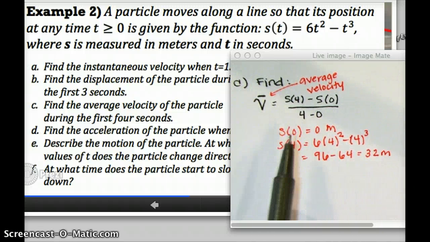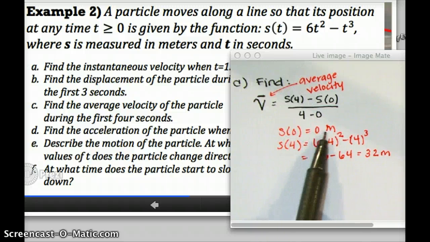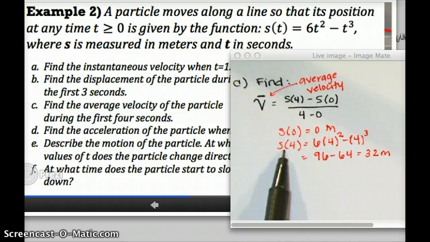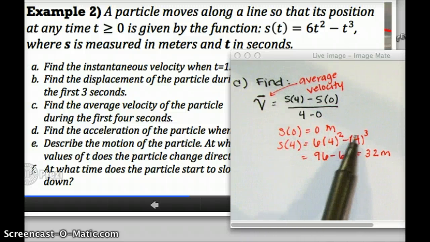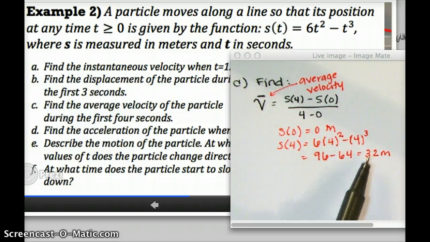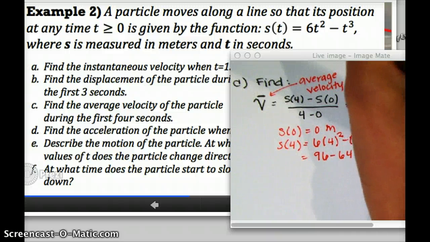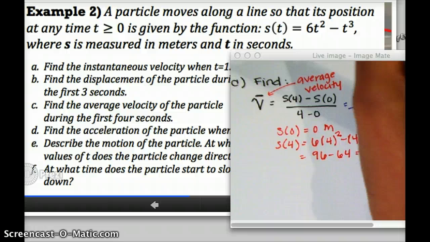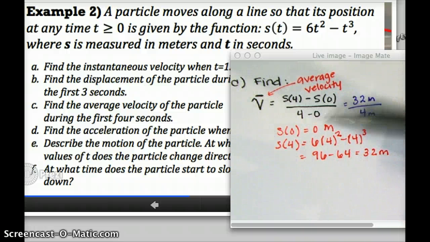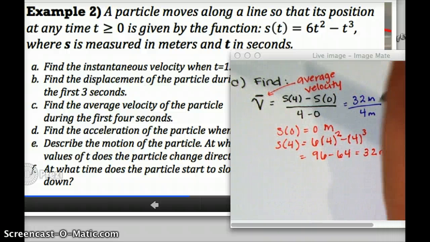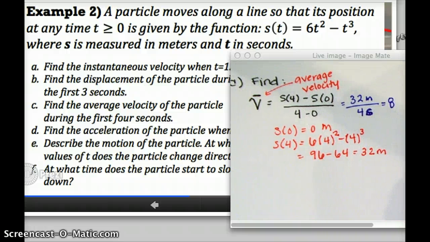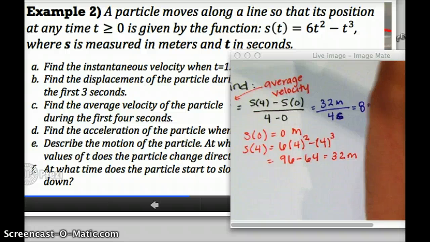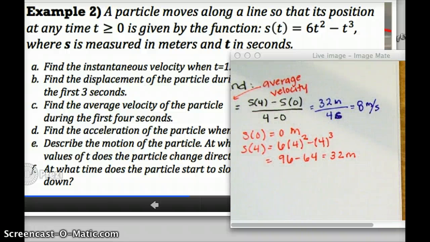The distance at time 0 was 0 meters. We did that in the last problem. At 4 seconds, I just plugged into the position function and got a distance of 32 meters. And so now when I put this in, I get 32 meters divided by 4 seconds, because I subtracted the zeros, which is 8 meters per second. That is the average velocity.